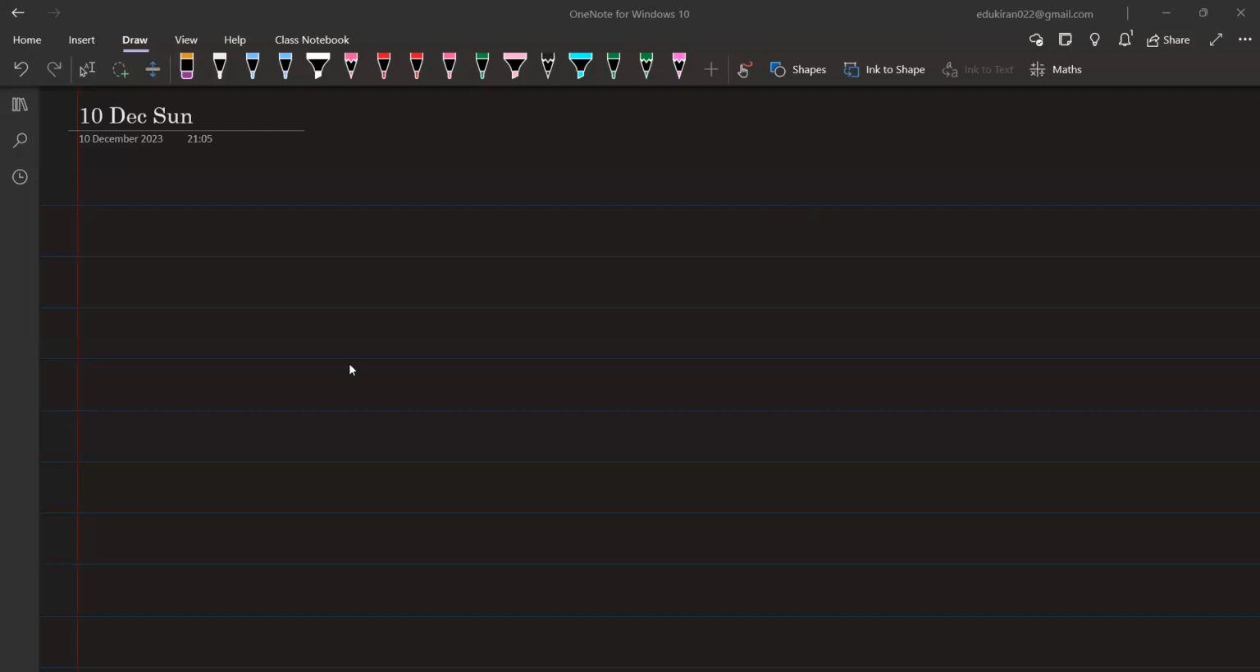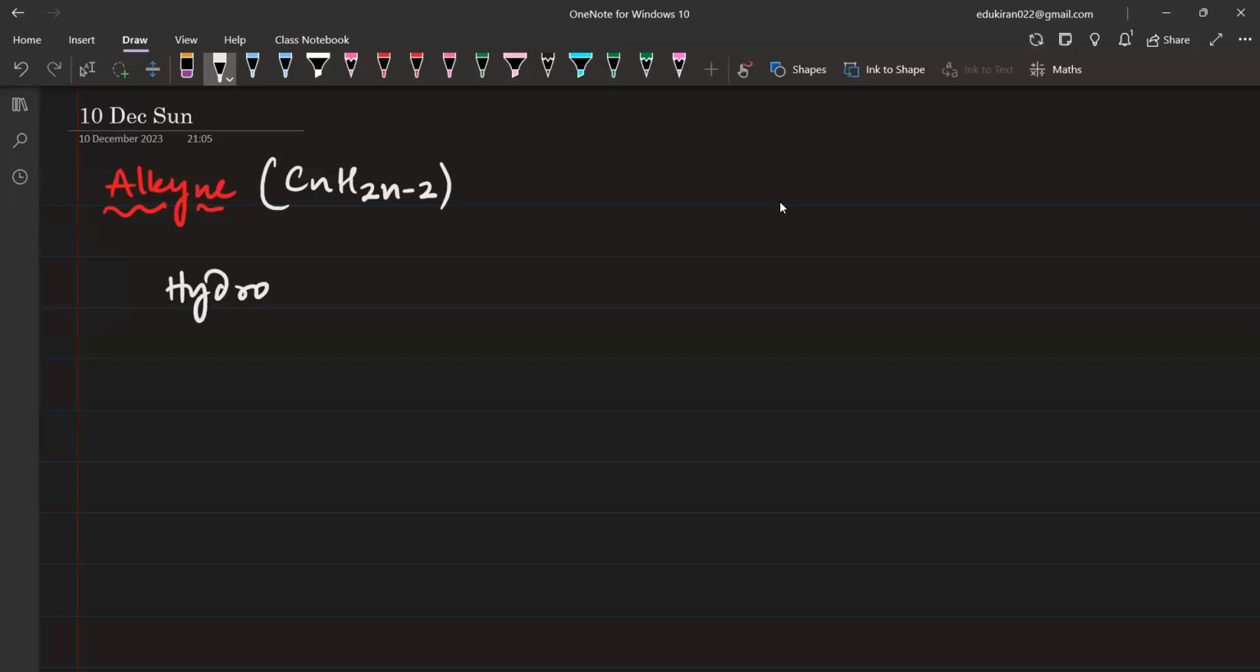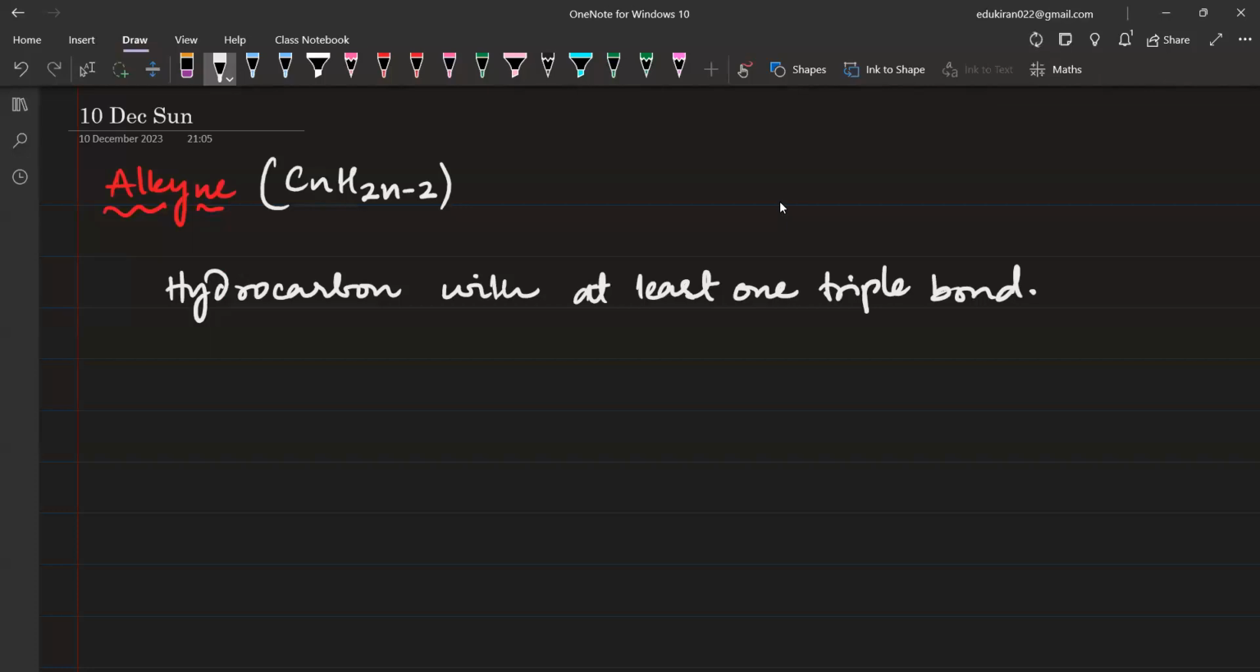Please write the heading, Noha. Alkyne. Now, alkyne will have a general formula that is CnH2n minus 2. Now, what is this? This is a hydrocarbon with at least one triple bond. It should have at least one triple bond.